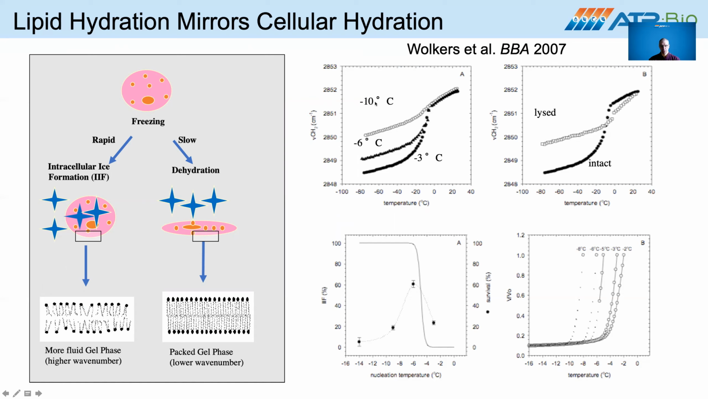And so if you nucleate at -10, you get a very rapid intracellular ice formation, which keeps you in this more fluid gel. If you go with nucleating at -3, it's a much slower dehydration case, and -6 is sort of in between. So you're looking at lipid packing at -3 and lipids staying very open and more fluid at -10. And you can actually see that this is tracking with the behavior of the dehydration of the whole cell.